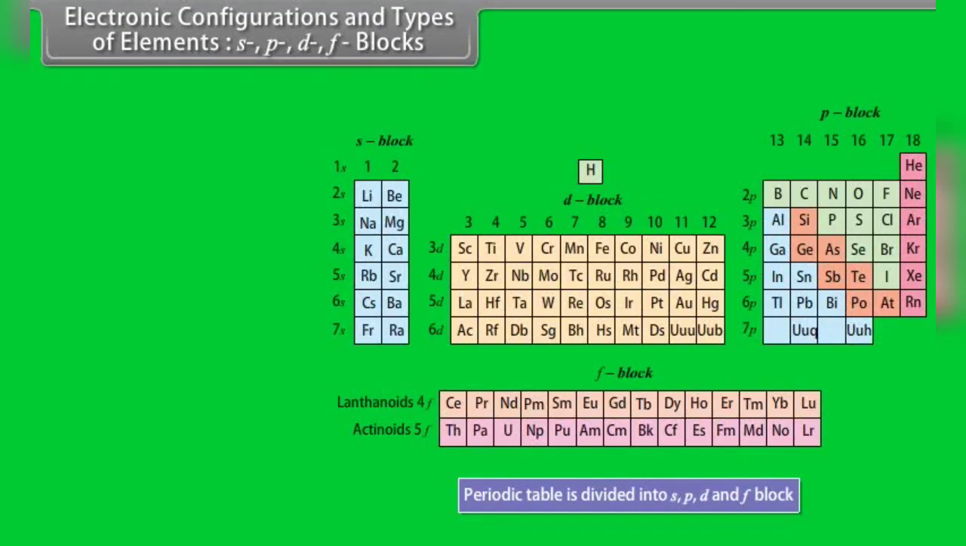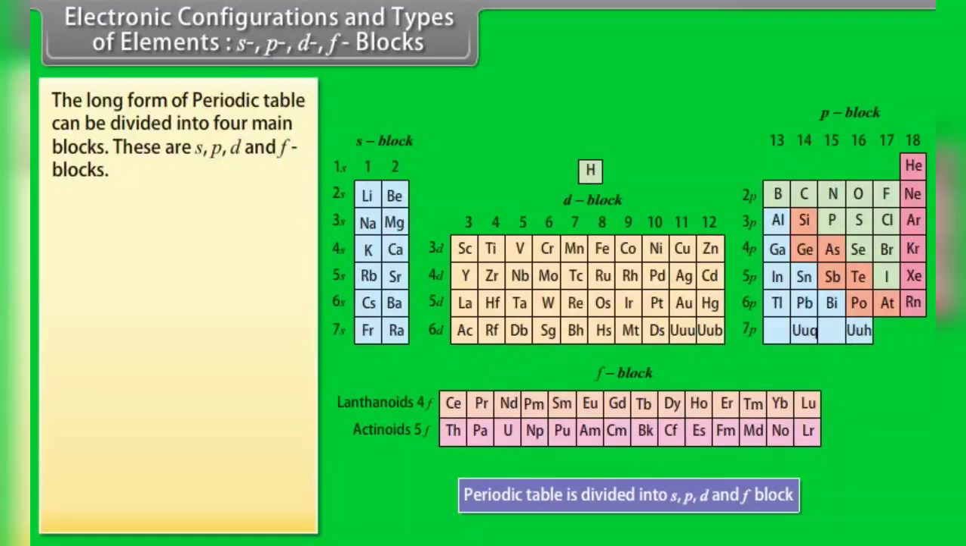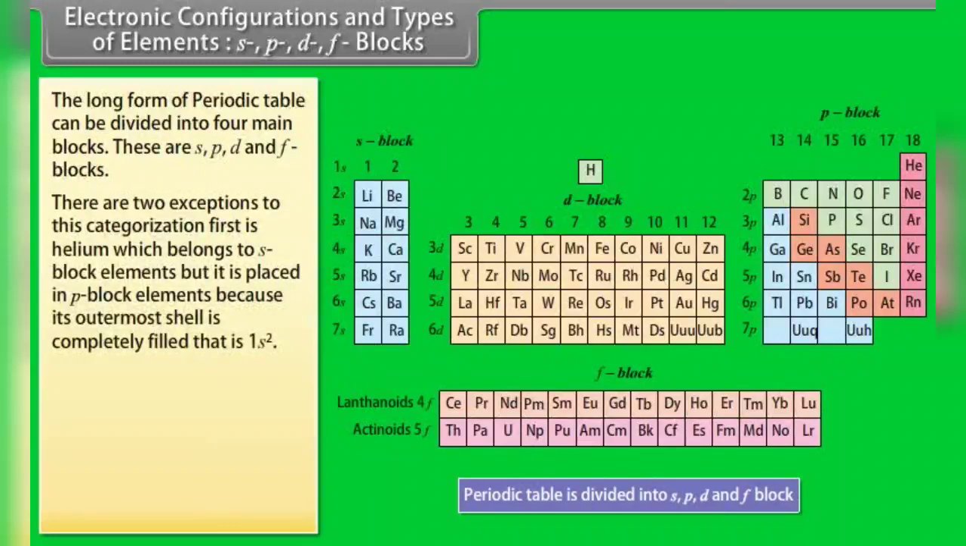Electronic configurations and types of elements. S, P, D, F blocks. The long form of the periodic table can be divided into 4 main blocks. These are S, P, D, and F blocks. There are 2 exceptions to this categorization.